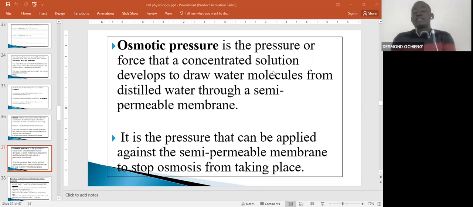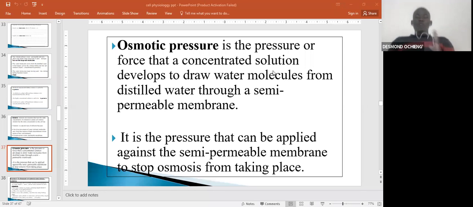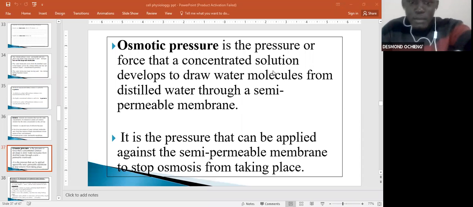So the same thing is just explained here, but other books will use different terms, though it is the same thing. We are saying that osmotic pressure is the pressure or a force that a concentrated solution develops to draw water molecules from distilled water through a semi-permeable membrane. So assume you have two solutions which are separated by a semi-permeable membrane.